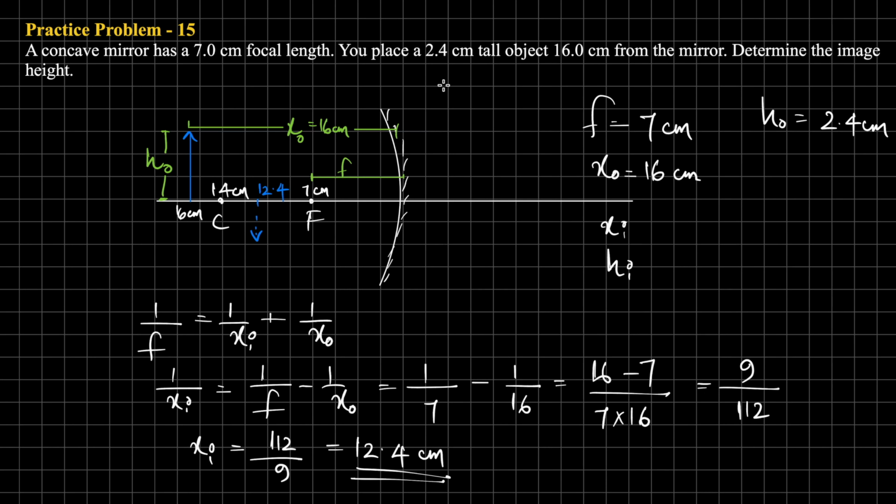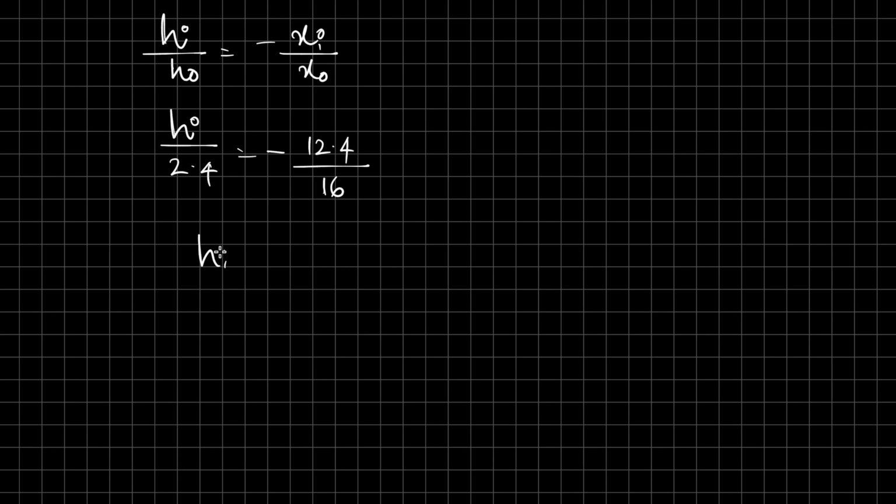The question is to find the image height. So we need to use the magnification equation. Hi by Ho equals minus Xi by Xo. Hi is unknown. Ho is 2.4, equals minus Xi, we got 12.4, over Xo, which is 16 centimeter. So cross multiply. Hi equals minus 12.4 times 2.4 over 16, which is minus 1.86 centimeter.